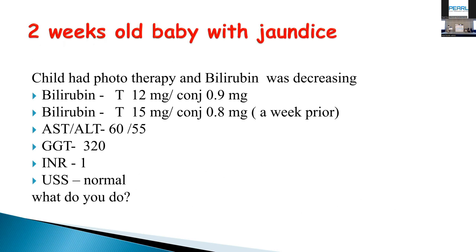So we have a child who had phototherapy. The bilirubin is in milligrams. Normal is usually less than 1. So the child has a total bilirubin of 12 and a conjugated fraction of 0.9 milligram. This is a 2-week-old child, and this child had phototherapy a week prior, it was high. It's coming down now. AST/ALT fine, INR normal.